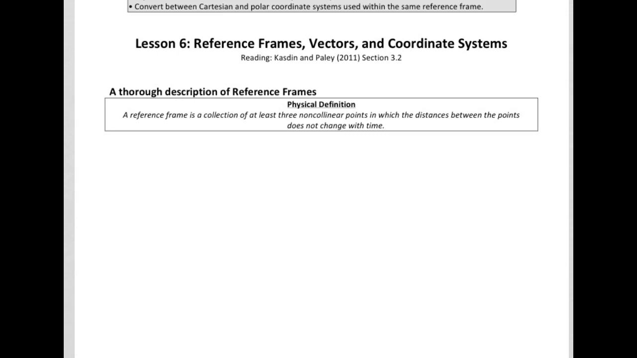So first is a physical definition, in which we say that a reference frame is a collection of at least 3 non-collinear points in which the distances between the points do not change with time. And so what we're saying here in this physical definition is it's telling us that reference frames are attached to things. Okay? So if you think about something that has 3 non-collinear points in which the distances don't move, then that's essentially a rigid body. So we're sort of taking this idea of a reference frame and saying, imagine that it's attached to something.